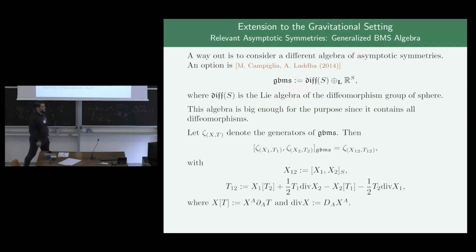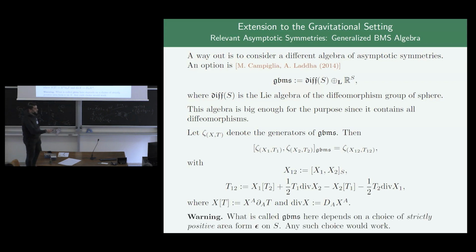If you have this zeta, which depends on two parameters, x is the generator of diffeomorphisms, and t is the generator of the supertranslations. There are some weights that I just ignored. I haven't included them. In the definition of the BMS, it's like conformal dimension something functions on the sphere. So this is the algebra, with respect to a specific choice of a strictly positive area form, and this will be important.